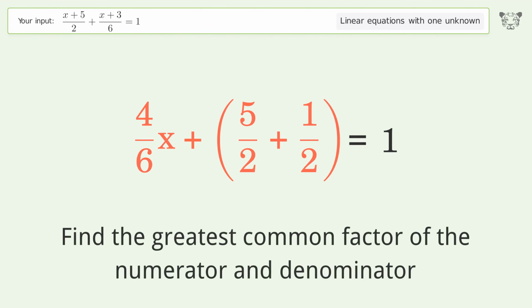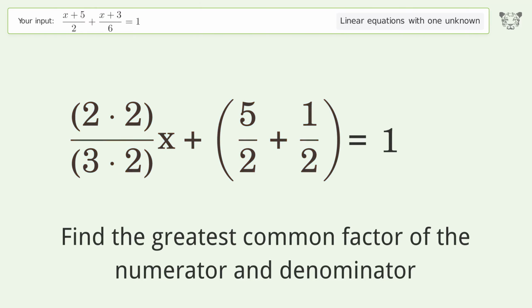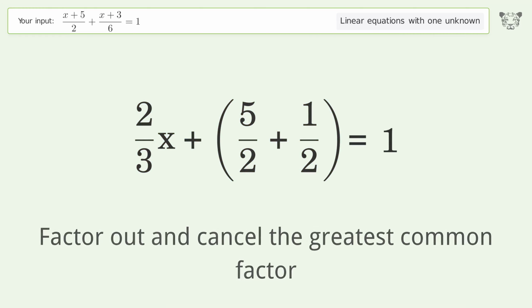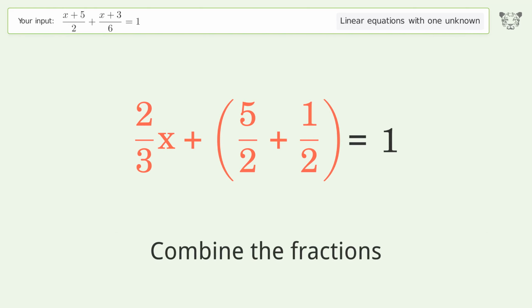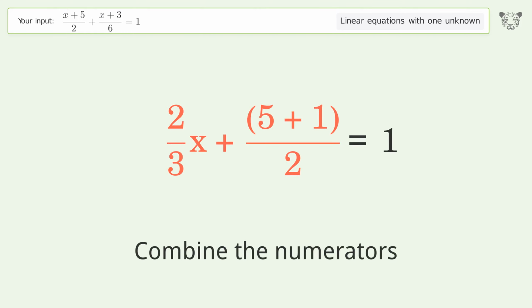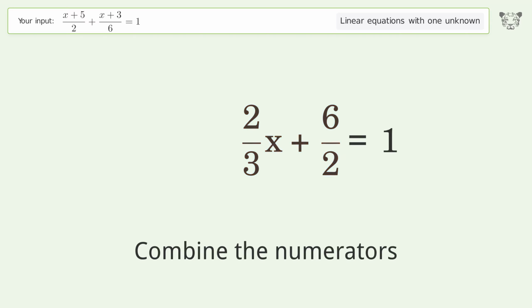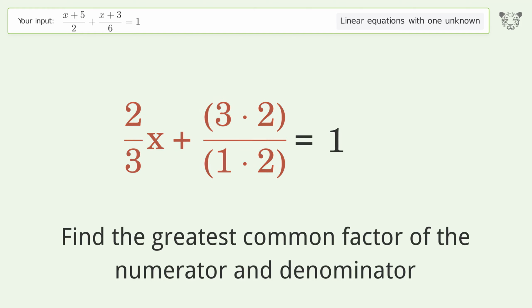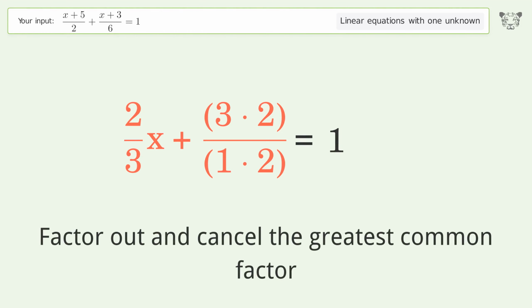Find the greatest common factor of the numerator and denominator. Factor out and cancel the greatest common factor. Combine the fractions. Combine the numerators. Find the greatest common factor of the numerator and denominator. Factor out and cancel the greatest common factor.